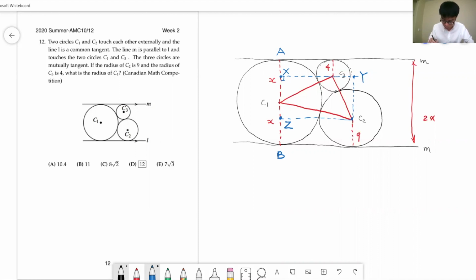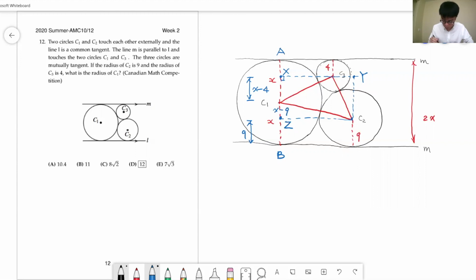We can see that XC1 is x minus 4, okay? Because AX equals 4. AX equals the radius of C3 equals 4. And also ZB equals the radius of C2, which is 9. So we have C1X equals x minus 4, and C1Z equals x minus 9.